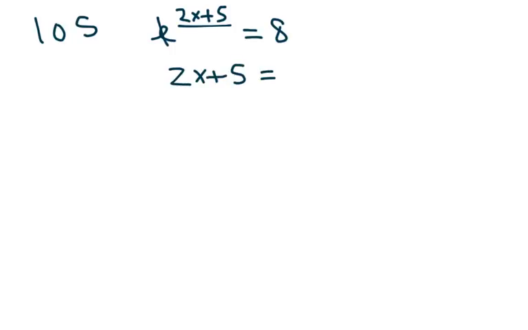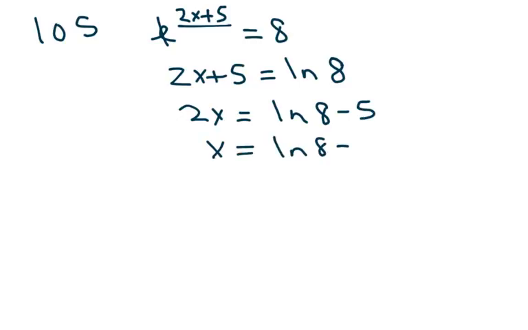Alright, next one, 105. We're going to do the same thing. We have e to the 2x plus 5 equals 8. So basically what I'm going to do is get rid of the e and just bring him down, but put ln on this side. Okay, and then when you solve for x, you get 2x equals ln of 8 minus 5. Divide both sides by 2, so you get ln of 8 minus 5 over 2. And basically that's your solution set.